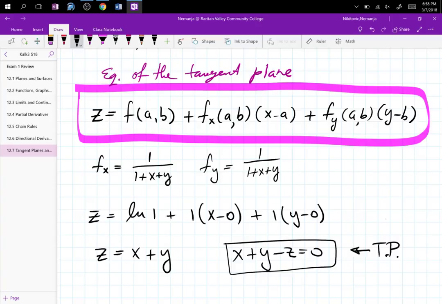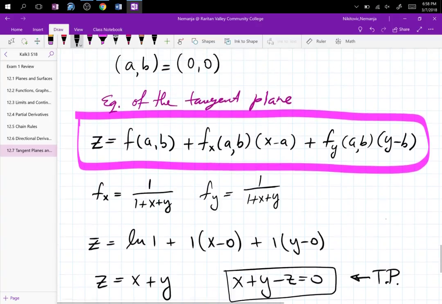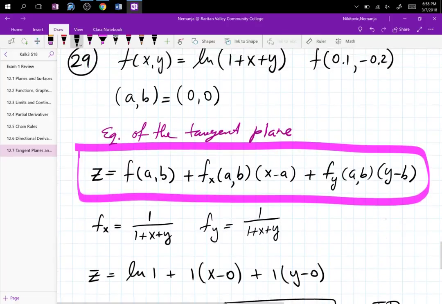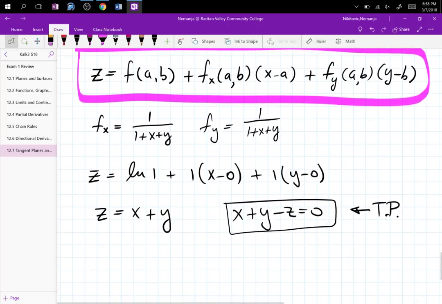Now, what do they want? They want us to compute the point 0.1, negative 0.2. So what is the z?